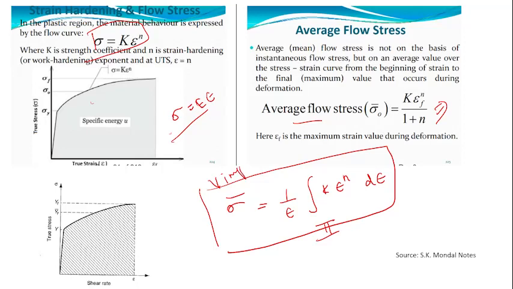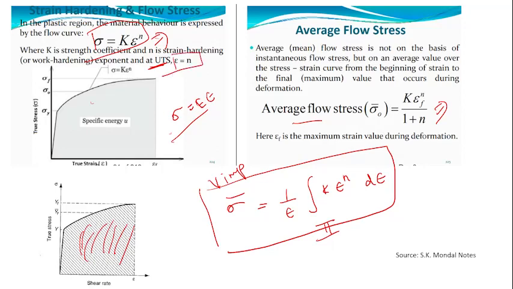This is just your average flow stress. We are taking an average of your instantaneous flow stress. So remember this formula. Later today we will solve a question, then you'll get to know how and when we are going to use it. So in the plastic zone, you have to remember firstly the flow stress, and one more thing: at U, your epsilon is equal to n.